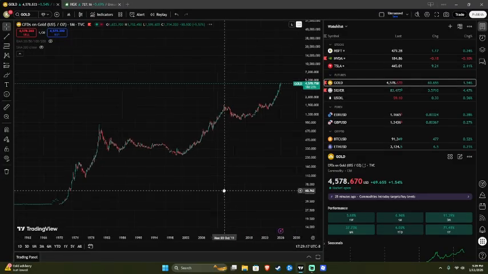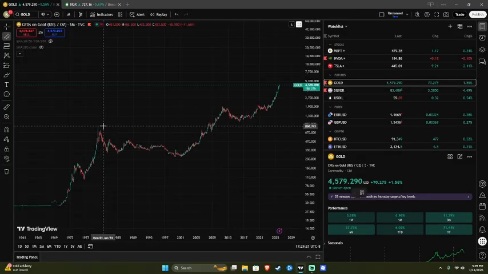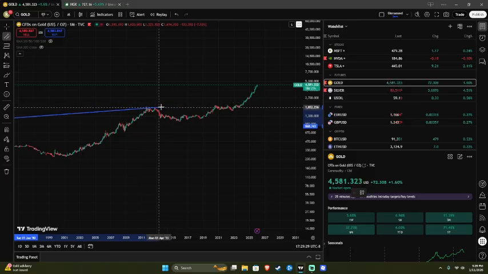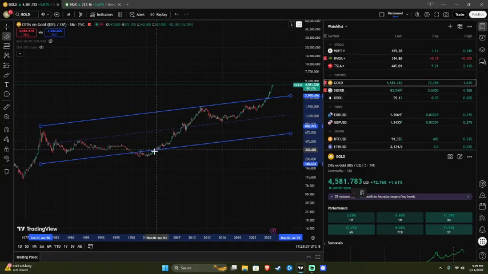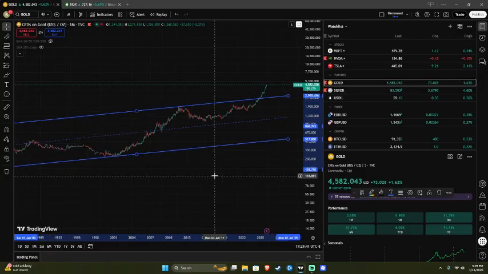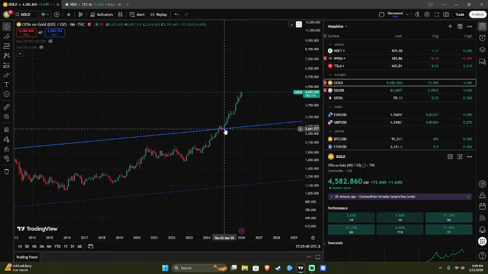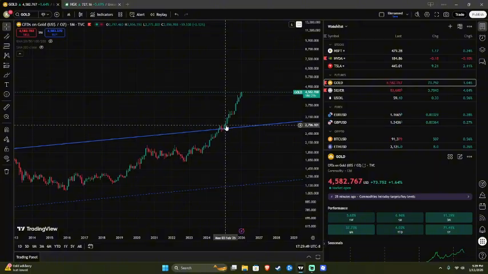So gold right here, if we make a parallel channel connecting the highs here, and then this is the high here from 2011, and then just drag it straight through, and then find the lows. The low will be right here. Okay, so we broke out, and then now we broke out here and confirmed right here on February 3, 2025.